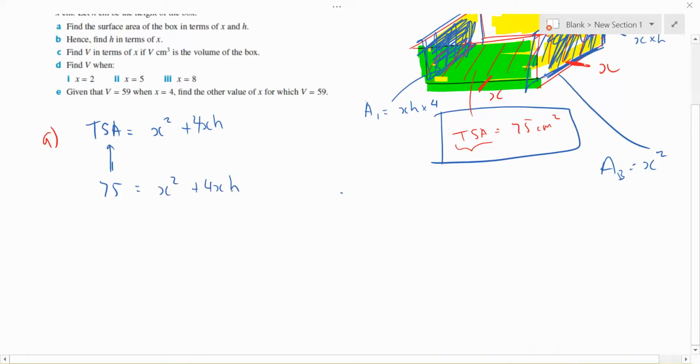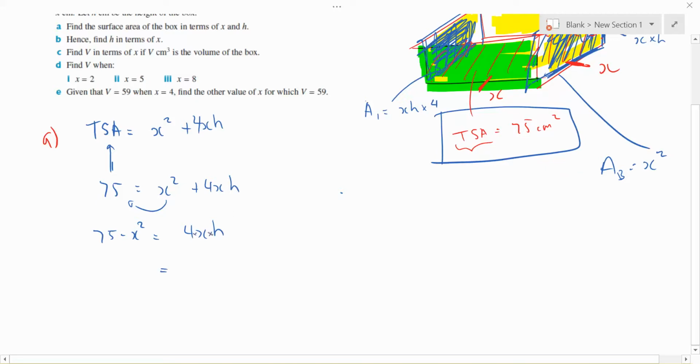Well, my goal is to find out h. So to find out h, I have to remove everything else. So I'm going to move the x squared across. So that's 75 minus x squared is equal to 4 times x times h. But then if I want to get h, I've got to remove the 4x.